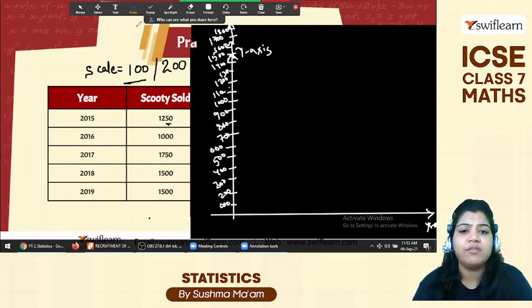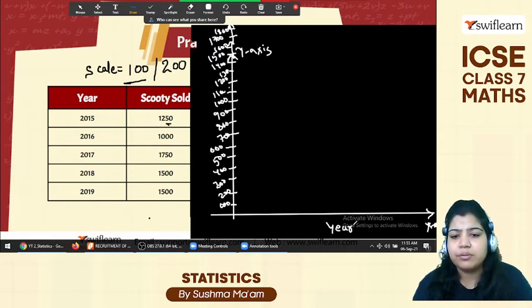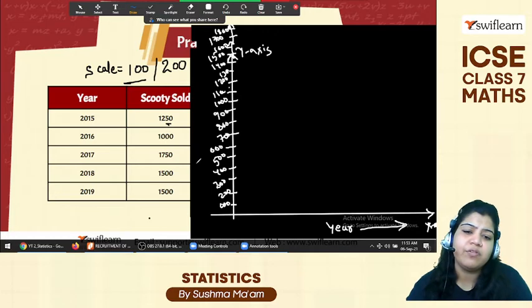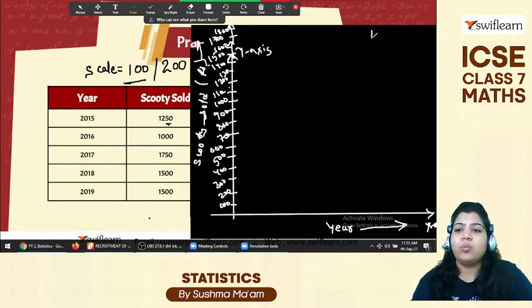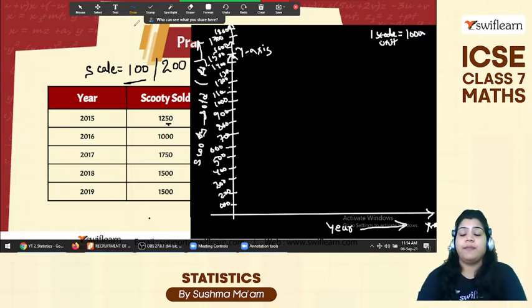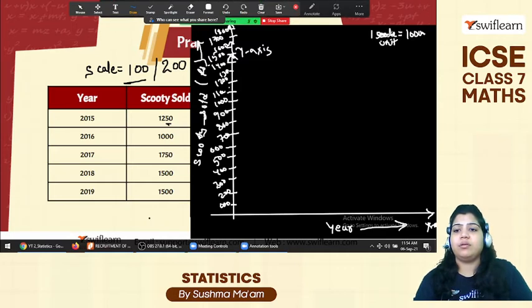So here this one is represent here and this one represents scooties sold, and that is in rupees. Unit also you have to mention. Okay, and 1 scale is equal to that 100 unit. Yeah, you can say 1 unit is equals to 100. Okay, so here, see, your scale is 1 unit is equals to 100.